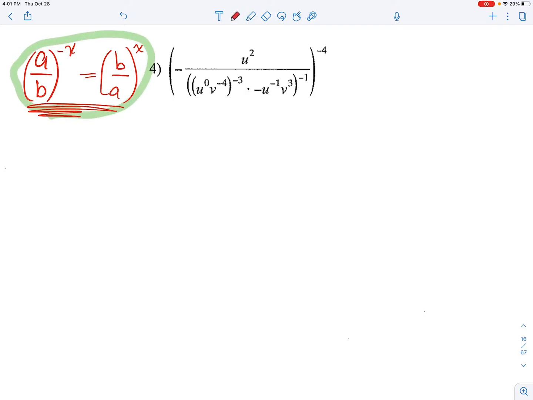Don't take my word for it, but see if you can't use the properties to go from what's on the left to what's on the right. That's going to happen a lot in this problem, where a fraction to a negative exponent can take the reciprocal to the positive exponent. All right, let's deal with this thing now.